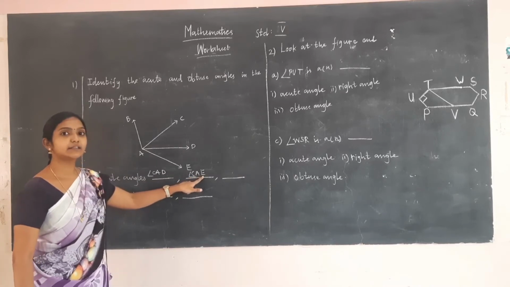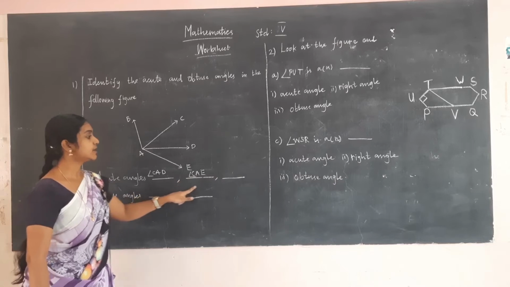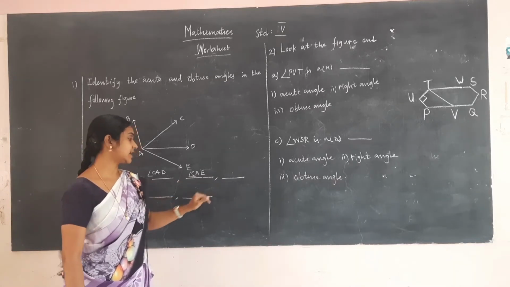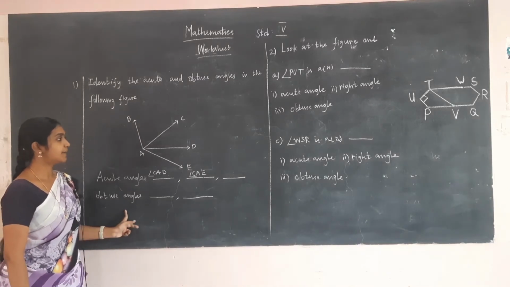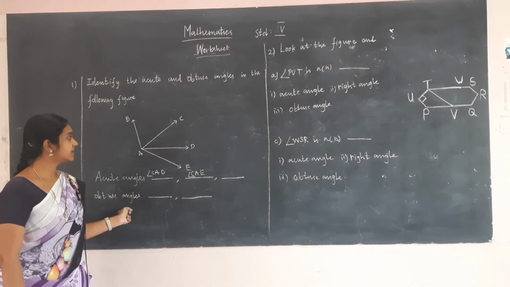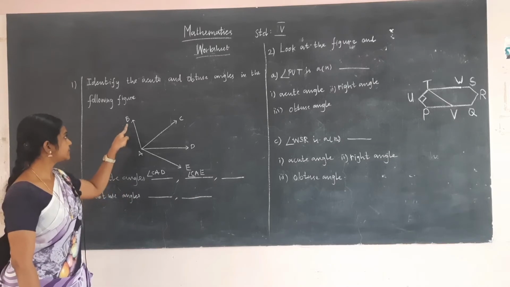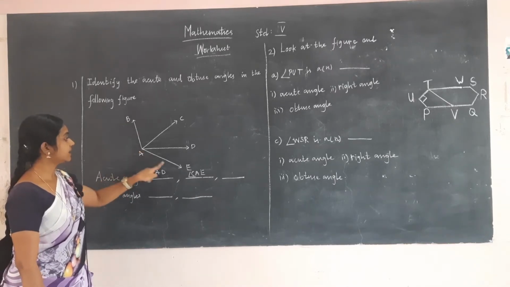We have another acute angle in the figure. You are going to find the acute angle. Next we are going to find obtuse angle. Obtuse angle is greater than right angle. You can see obtuse angle in BAE.